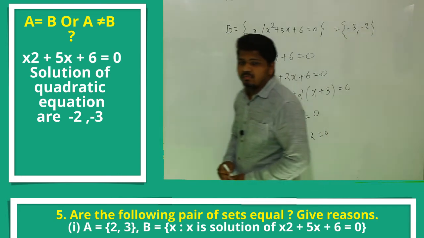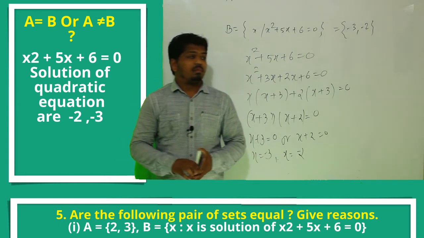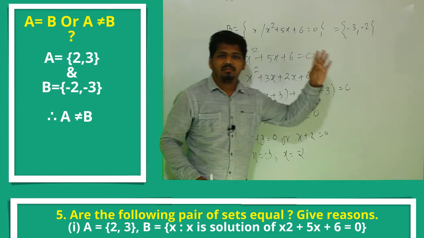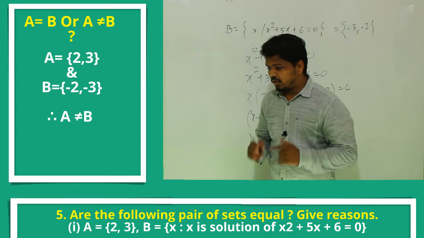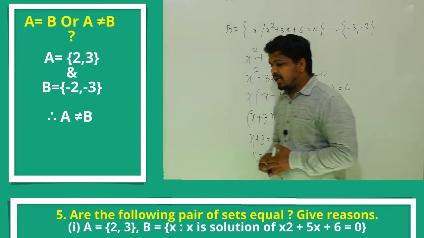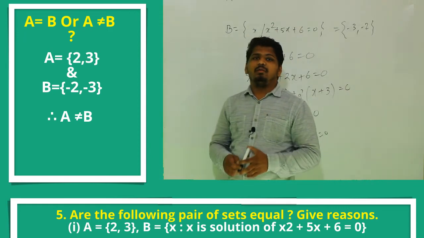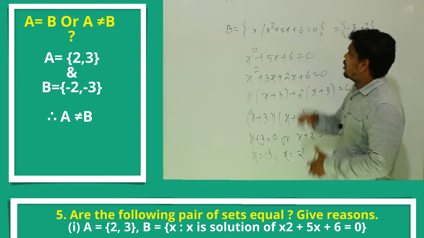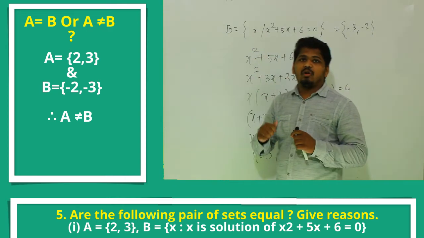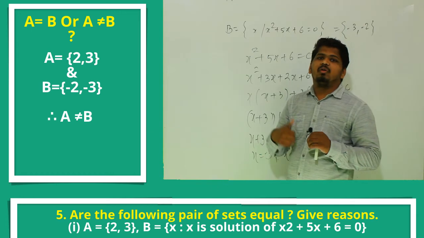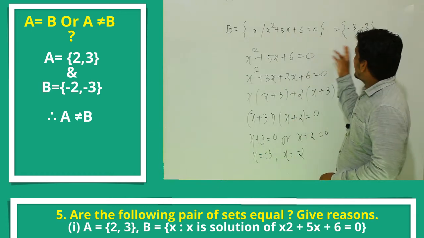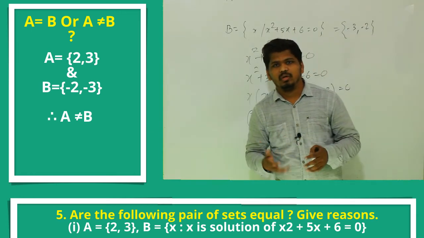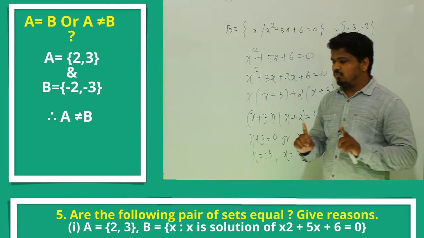Clearly, your A was {2, 3}, but B is {-2, -3}, which is not equal. Therefore, you will say set A is not equal to set B, since from set A, 2 does not belong to B and 3 also does not belong to B. Conversely, -3 and -2 also do not belong to A. Therefore, these are not equal sets.